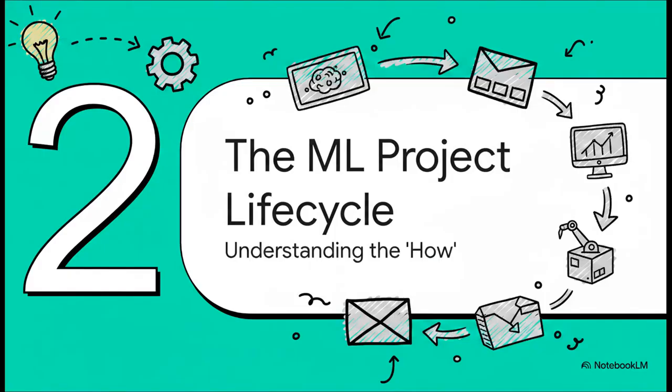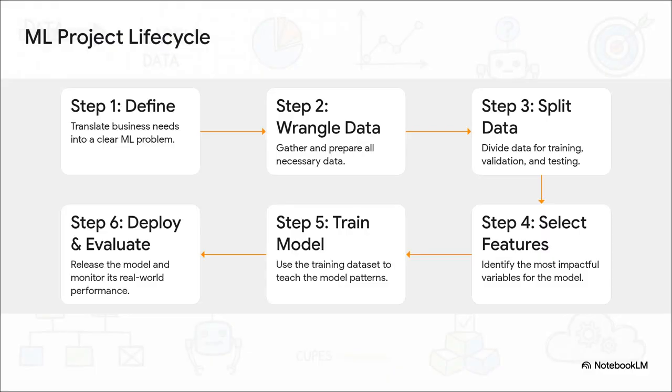Okay, so we've got the what down. Now let's get into the how. How does one of these ideas go from a whiteboard sketch to a real, live feature in your product? Let's walk through the whole life cycle. And here it is, the whole roadmap from A to Z. It all starts with you defining the problem. Then it's all about the data, getting it, cleaning it up, splitting it. Then the magic happens. You select features, train the model, and then you have to evaluate it to see if it's any good. And finally, the big one. You deploy it and have to keep an eye on it.